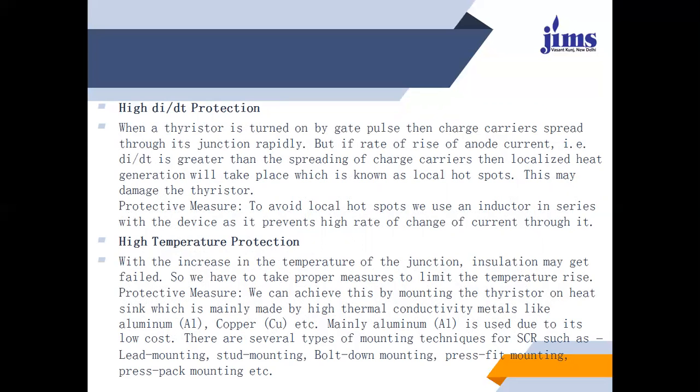Protective measure for the above-considered problem: to avoid local hotspots, we use an inductor in series with the device, as it opposes a high rate of change of current through it.